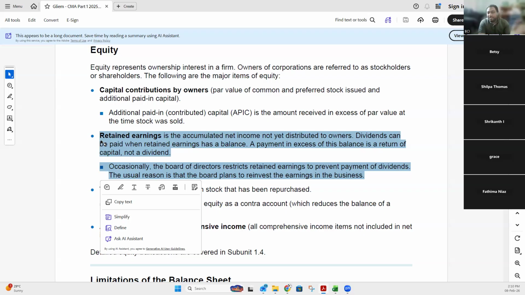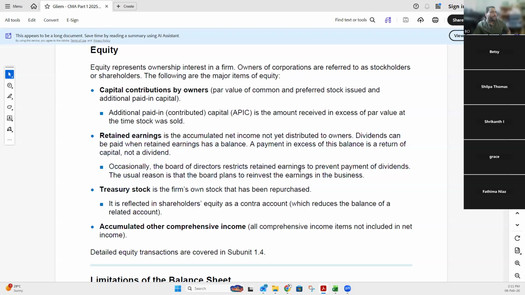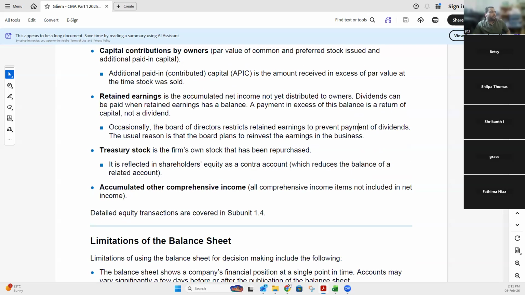So if the board is saying they are planning to reinvest, but still we want the dividend, then we can vote against the board and remove the board of directors in the annual general meeting and bring new people and ask them to declare dividend. Other than that, even the shareholders don't have any right to ask for dividend. They can't go legally also, even if the company is not paying dividend for 200 or 2000 years. Clear?